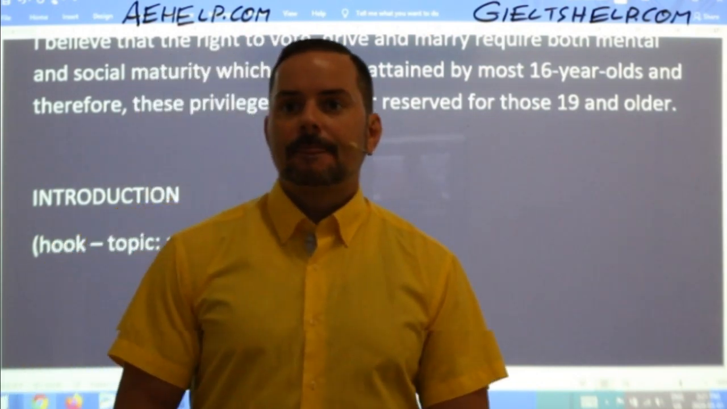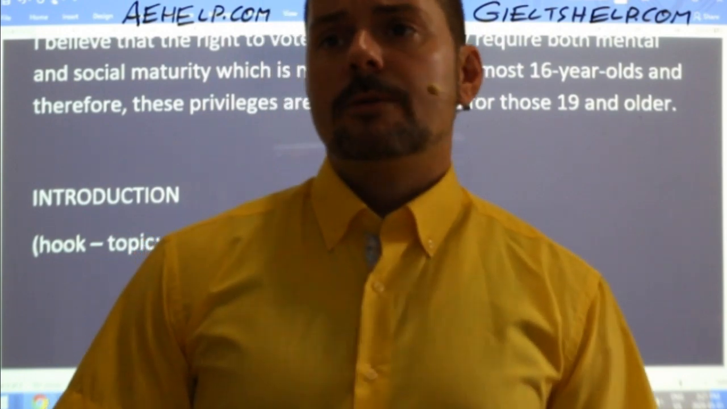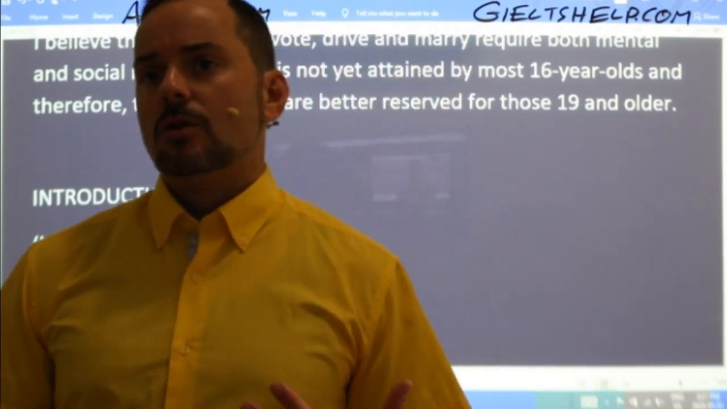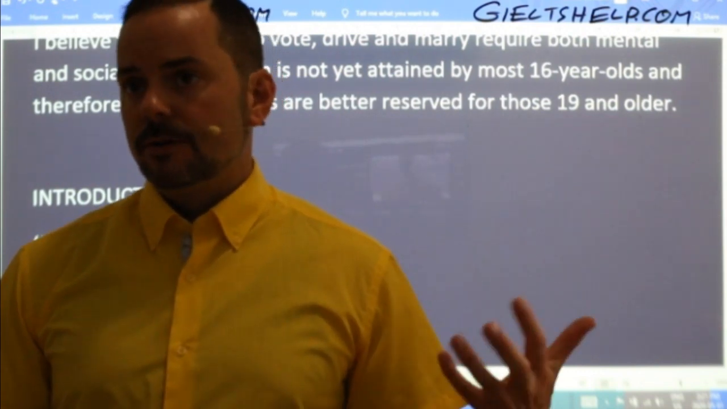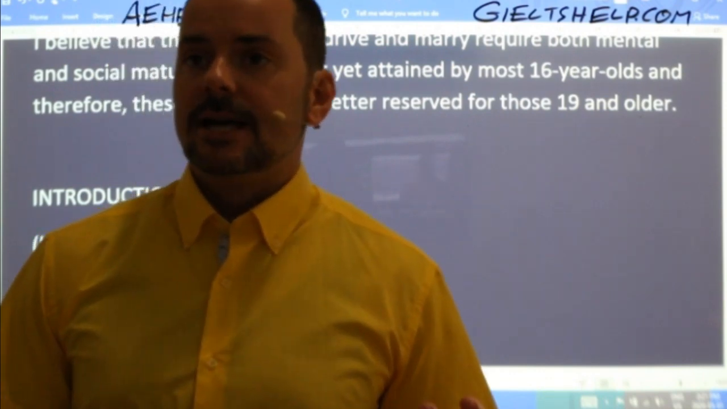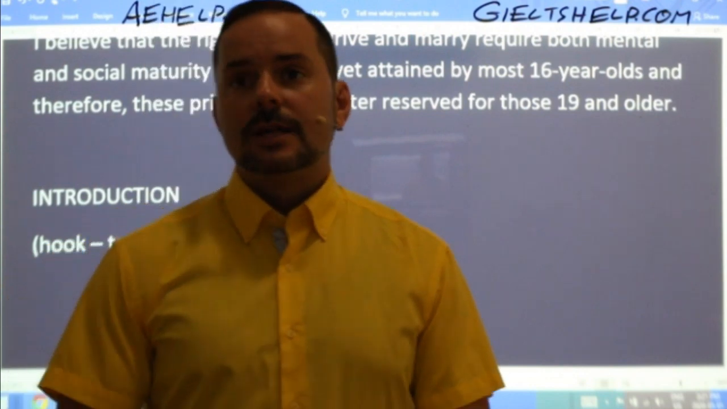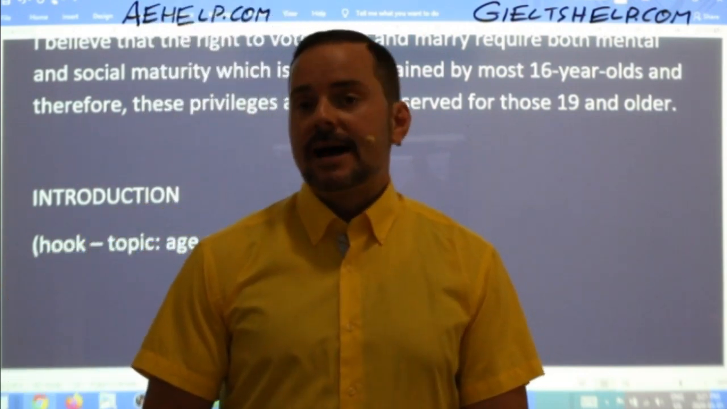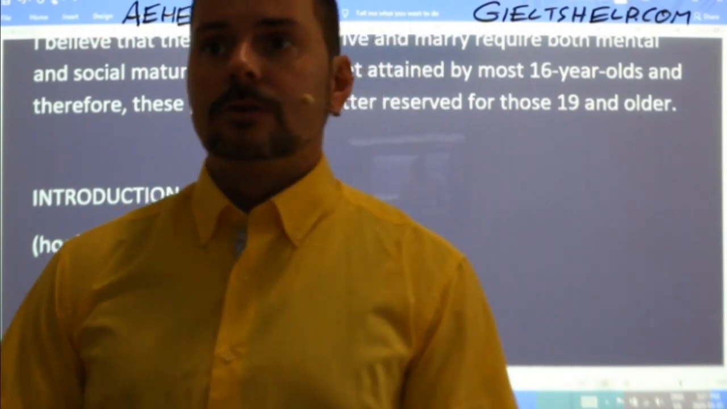Okay. Yeah, Hemant, you could do it like that. So Hemant is asking, could I do 16-year-olds in body paragraph 1, mental and social maturity of 16-year-olds, versus body paragraph 2, mental and social maturity of 19-year-olds? Yeah, absolutely, Hemant. You could do it like that as well. That's not a bad structure at all. So that's good also, Hemant. Absolutely.